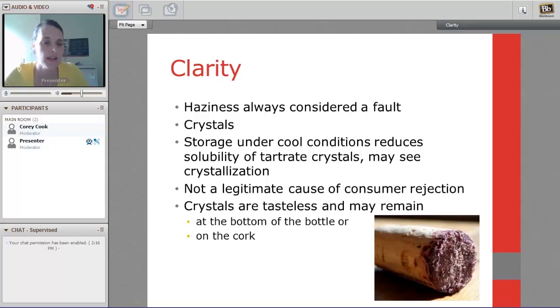So you may see that in the high quality wines as well, you have the tartrate crystals formed, and they're perfectly fine. They're tasteless. They're not a legitimate cause of consumer rejection. So they're tasteless, and they can remain, as the slide says, at the bottom of the bottle or on the cork. So you may have seen them in either place. And that's just happening because of what's happening at the solubility of those tartrate crystals. But you can certainly still drink the wine. It's perfectly fine to have.